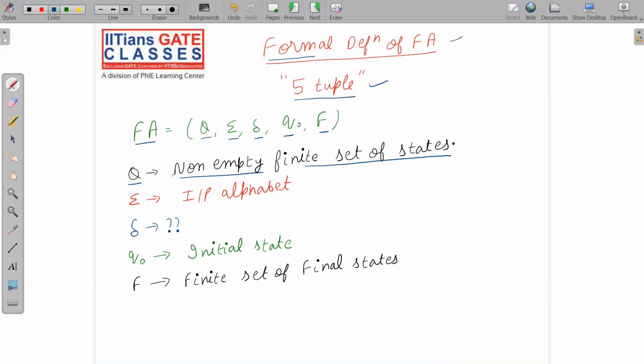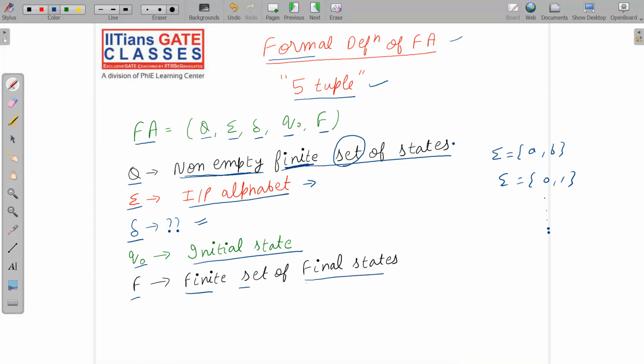So Q is what? First thing, it is a set of states. But what type of set is this? This set is non-empty as well as finite. Next is sigma, that is the input alphabet. We have already studied input alphabet in the previous class. So sigma can be a comma b, or sigma can be 0 comma 1, and so on. We have already studied all these things. Delta, I will show you on the next slide. q naught is the initial state, and F is the finite set of final states. So F is the set of final states, and it is also finite.